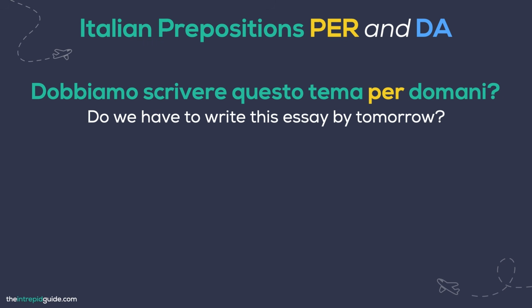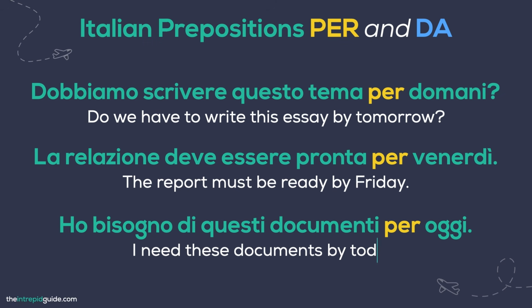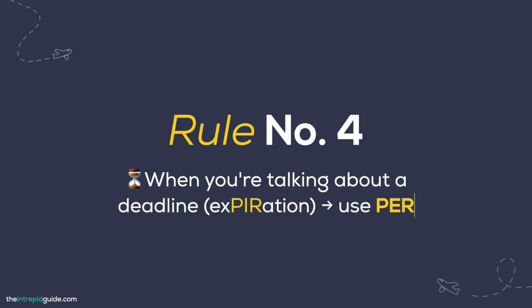Here are some more examples. La relazione deve essere pronta per venerdì. The report must be ready by Friday. Ho bisogno di questi documenti per oggi. I need these documents by today. Every one of these examples has a point where time runs out. That's an expiration date. An expiration gives us per. So rule number 4 is, when you're talking about a deadline, always use per.